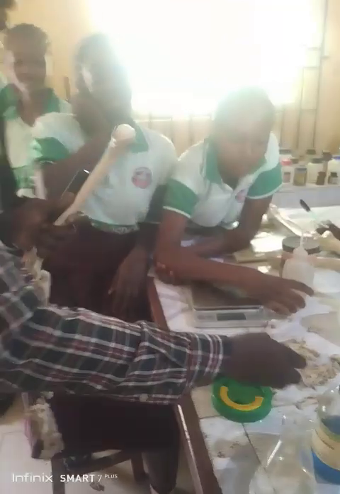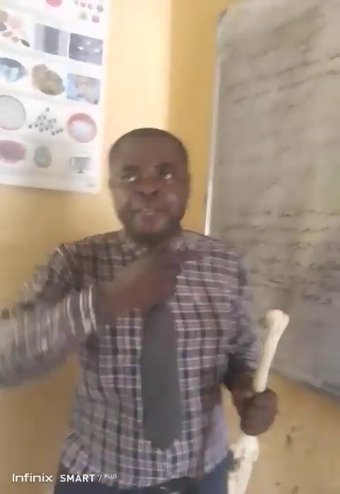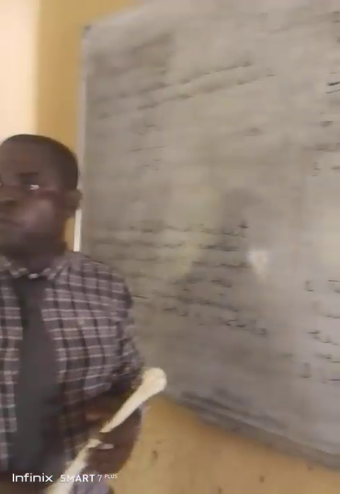So now I told you that the function of the vertebral canal is for the passage of nerves and blood cells, the blood vessels that pass through the neck. Abi? Hey! Yes, sir. Keep quiet.